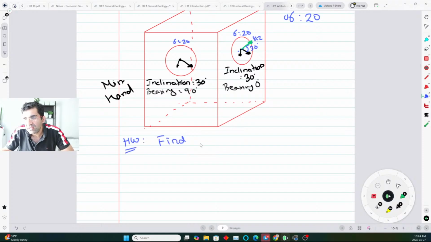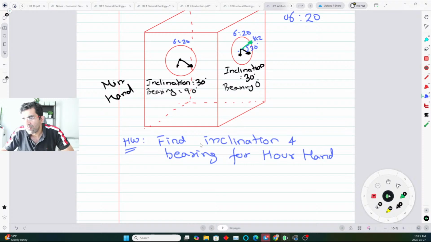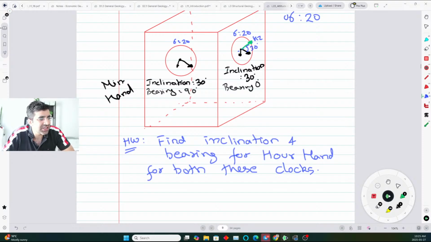Find inclination and bearing for the hour hand for both these clocks. This is your homework. You have to find inclination and bearing for the hour hand for both these clocks. I hope you can do that. This will be a good exercise. As I said, it is both aptitude practice and geology practice at the same time.